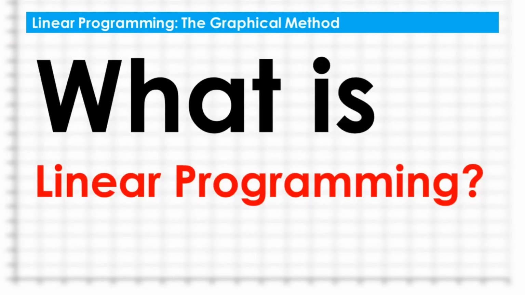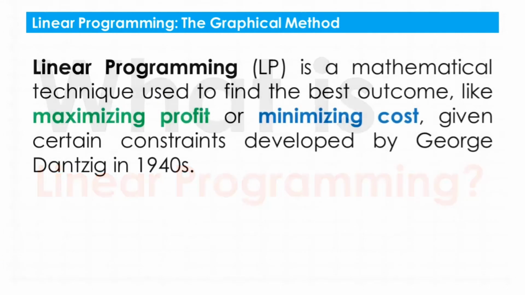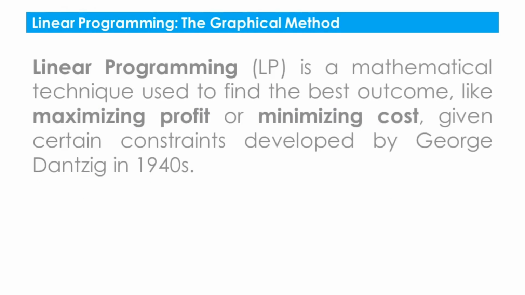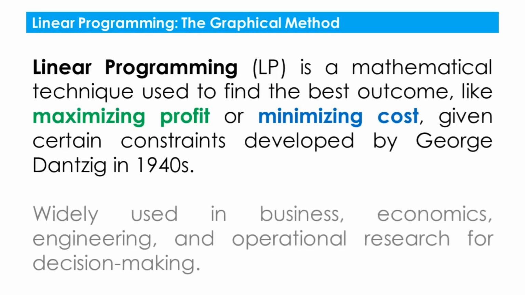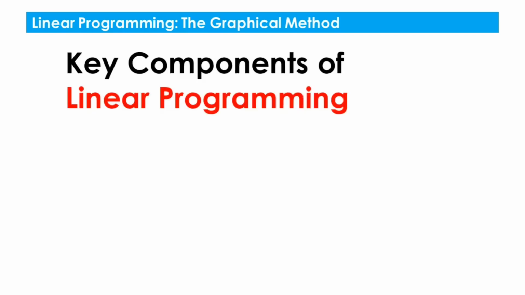What is linear programming? Linear programming is a mathematical technique used to find the best outcome, like maximizing profit and minimizing cost. Linear programming is widely used in business, economics, engineering, and other operational research for decision making. And what are the key components of linear programming?